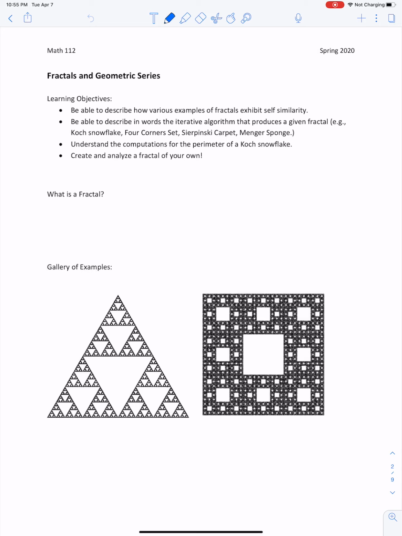So what is a fractal? A fractal is any kind of a set that exhibits self-similarity. So let me go ahead and write that down here. It's a set that exhibits self-similarity, and I'll explain what that means in a second. Okay, at all scales.